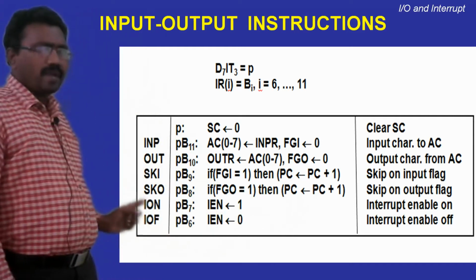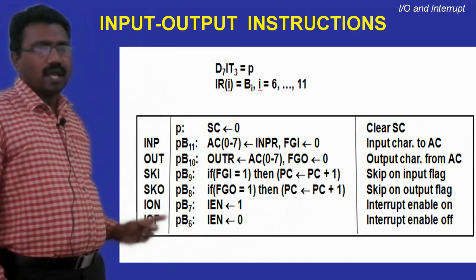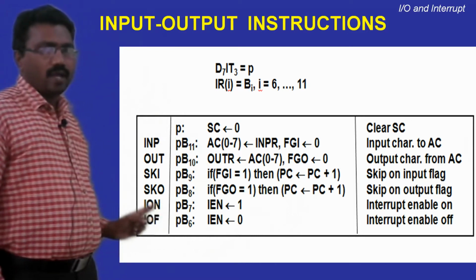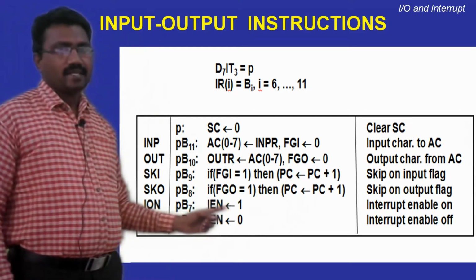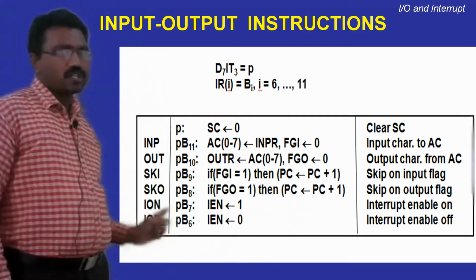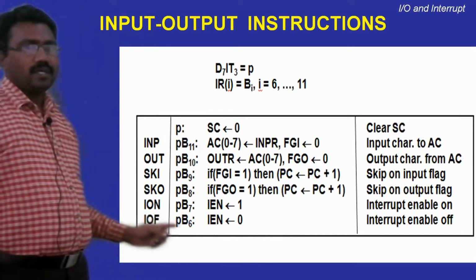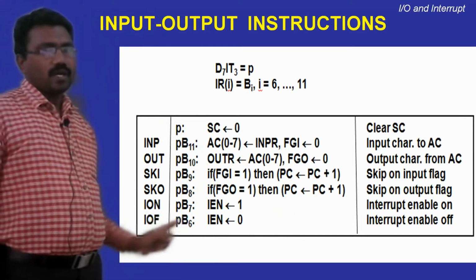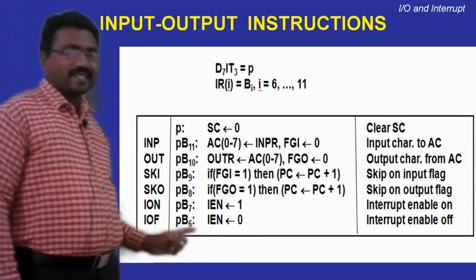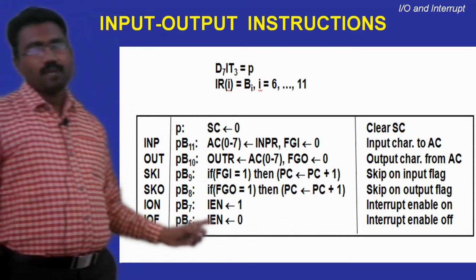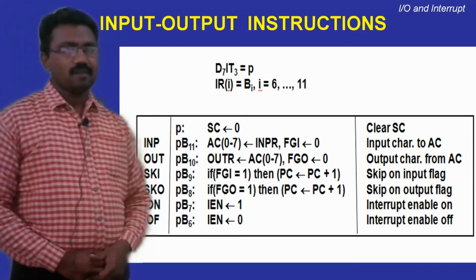The basic computer provides the ION and IOF instructions to enable and disable the interrupt enable flip-flop. For ION, B7 is 1. IEN is the interrupt enable flip-flop, and due to this instruction IEN is set to 1, that is interrupt enable on. For IOF, interrupt enable off, B6 is 1 in the address field of the present running instruction code; bit 6 being 1 defines interrupt enable off. That's about input output instructions in the basic computer.